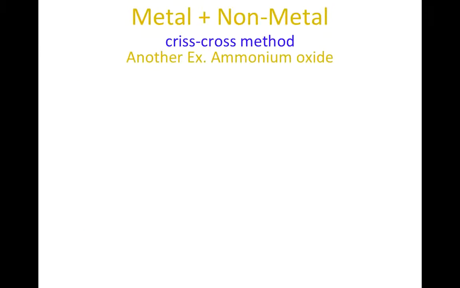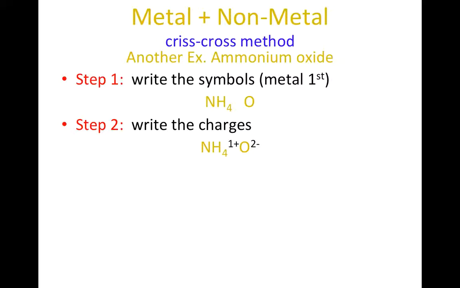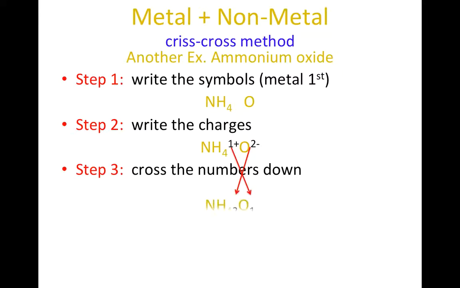Another example, ammonium oxide. Ammonium isn't an element, it's what's called a polyatomic ion, a many-atom ion, and you'll learn those next class. So ammonium is NH4 and oxygen is O. That's the symbols. You write their charges. NH4 is a +1. It's actually down at the bottom of your periodic table. There's lists of polyatomic ions down there. And ammonium is NH4 +1. Oxygen, if you look above it on the periodic table, is -2. So it's symbols, charges, cross them.